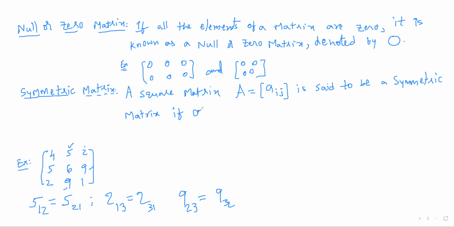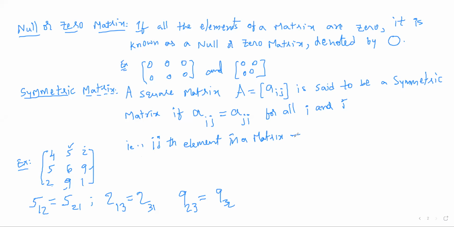if Aij is equal to Aji for all i and j, which means that the ijth element in a matrix is equal to the jith element in that matrix.